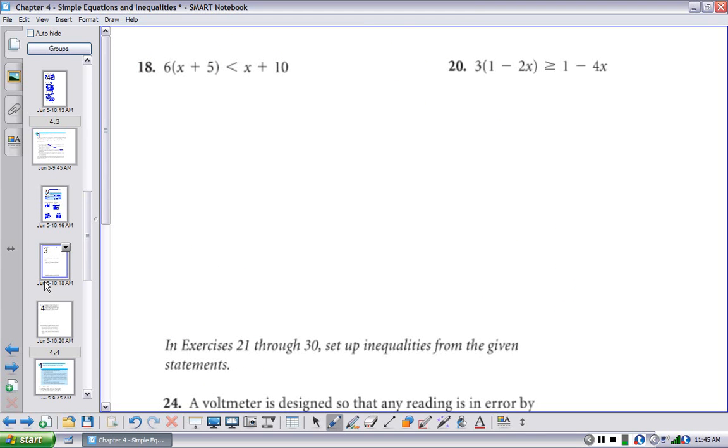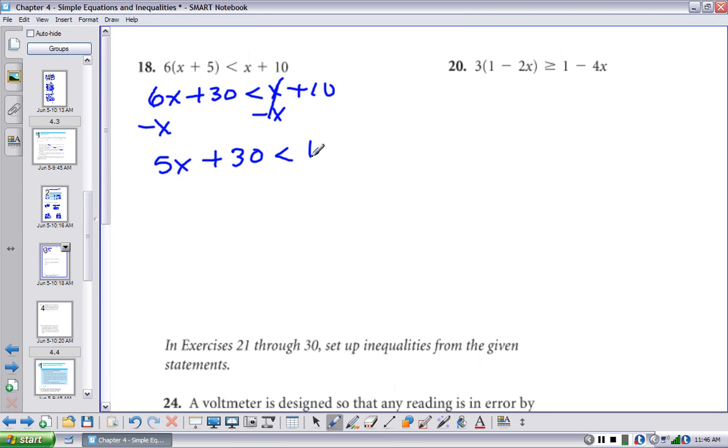Now, next couple problems, notice that we have x's on both sides of the inequality. Again, the process for solving an inequality is similar to an equation. It's just different when you multiply or divide by a negative number. So let me go ahead and distribute that 6. 6x plus 30 is less than x plus 10. As I said, it's easier to get your x's on the left-hand side, so I'm going to subtract x from both sides. 6x minus x is 5x. I bring down my 30. The x's cancel, and I have 10.